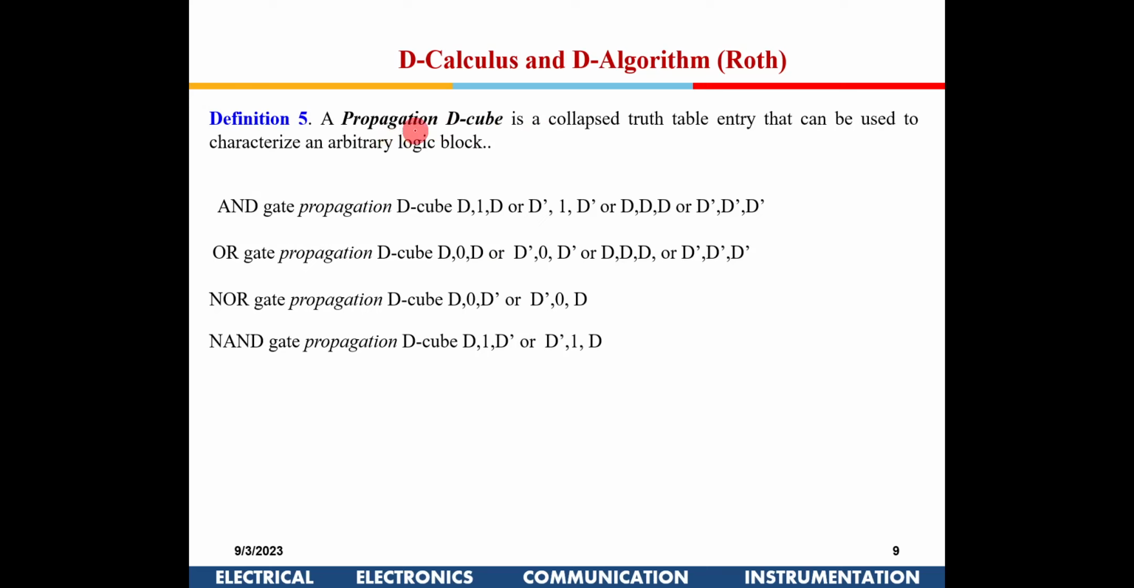We have something known as propagation D-cube. That is a collapsed truth table entry that can be used.